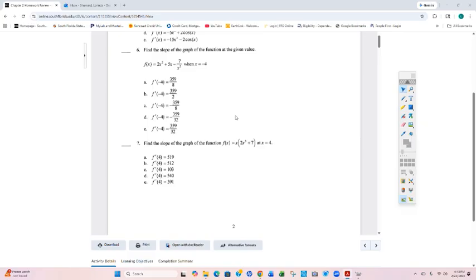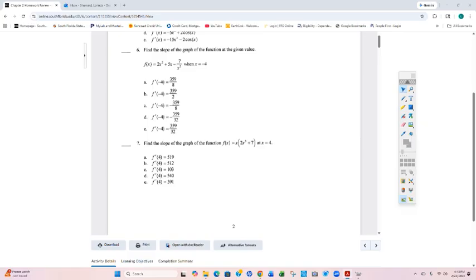A, f prime of negative 4 equals, by the way, all of the answers are fractions, okay? So f prime of negative 4 equals 359 over 8. B, f prime of negative 4 equals 359 over 2. C, f prime of negative 4 equals negative 359 over 8. D, f prime of negative 4 equals negative 359 over 32. E, f prime of negative 4 equals 359 over 32.